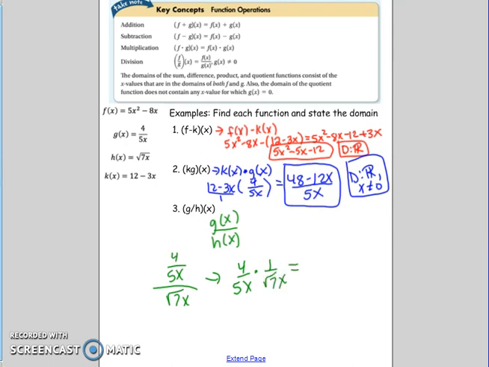Okay, so if we multiply this across, we get 4 over 5x radical 7x. And remember, you can't have radicals in the denominator of a fraction, so we have to rationalize this. So we're going to multiply by radical 7x over radical 7x. So now on the top, we have 4 radical 7x. And on the bottom, radical 7x and radical 7x become 7x. So I have 5x times 7x. And I get 35x squared.